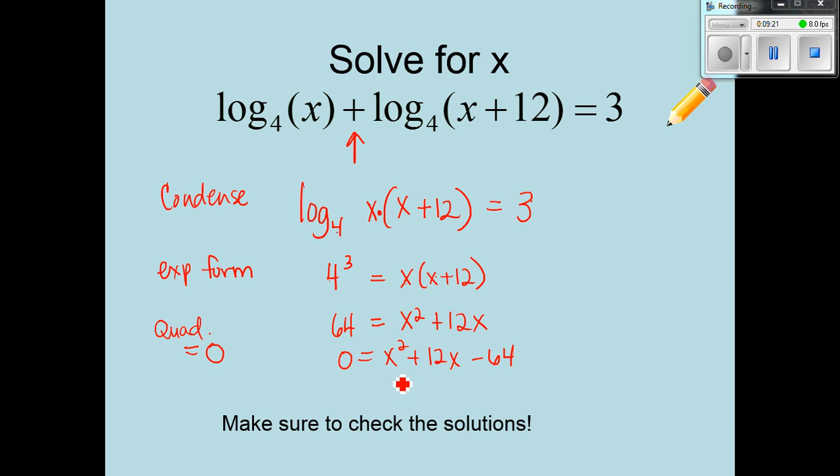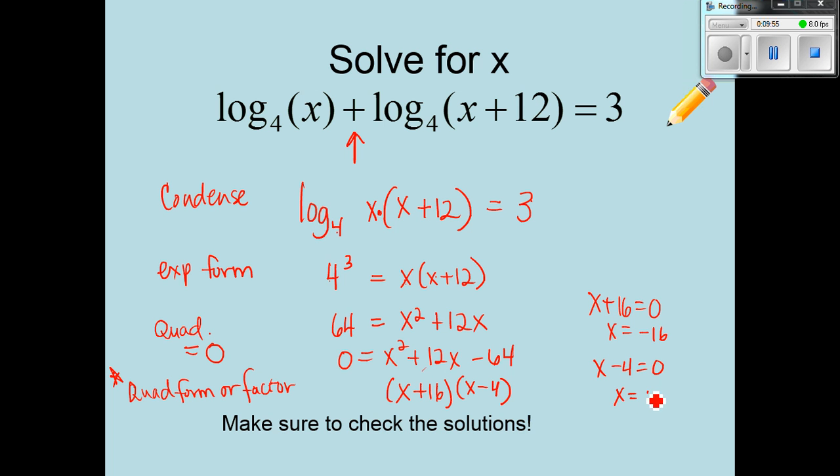And how do I solve a quadratic? I either need to use the quadratic formula or factor if possible. Oh yes, factoring. Factoring has come back. So what are 2 factors of negative 64 that add up to be 12? I believe that's x plus 16 and x minus 4. I set each one of those factors equal to 0. And I get negative 16 and positive 4.